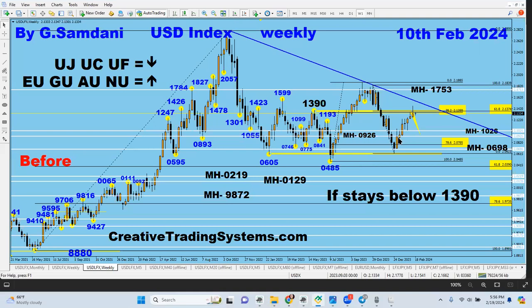So shooting star, a bearish reversal candle, we have that here. And this current candle, we started just today. So let's see what happened. As long as we stay below 1390, we're going to be going back to this area here.